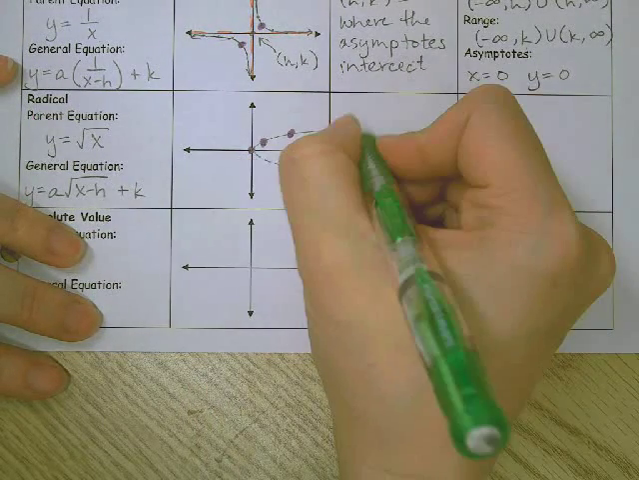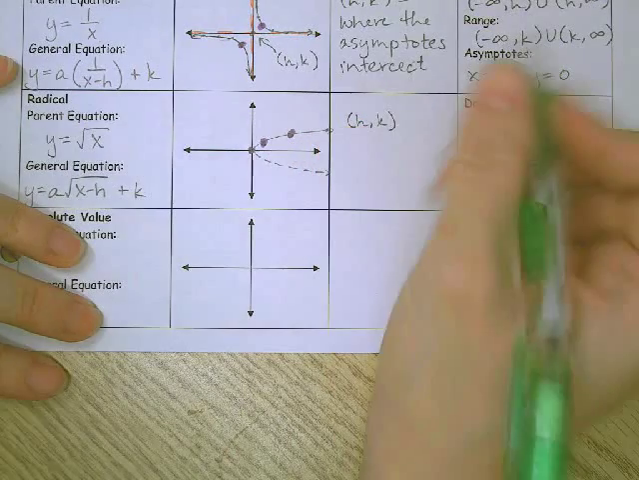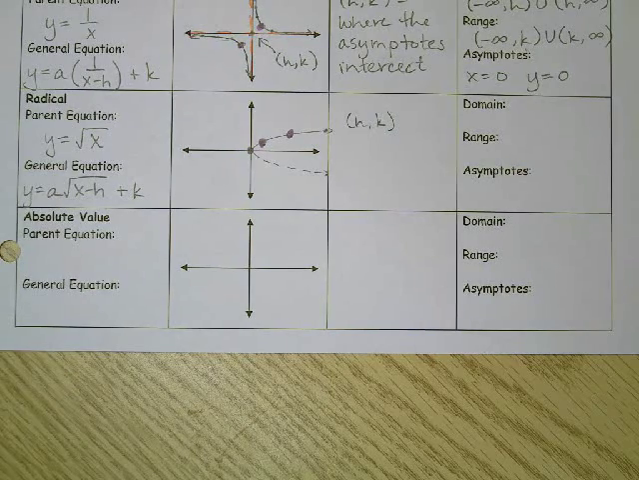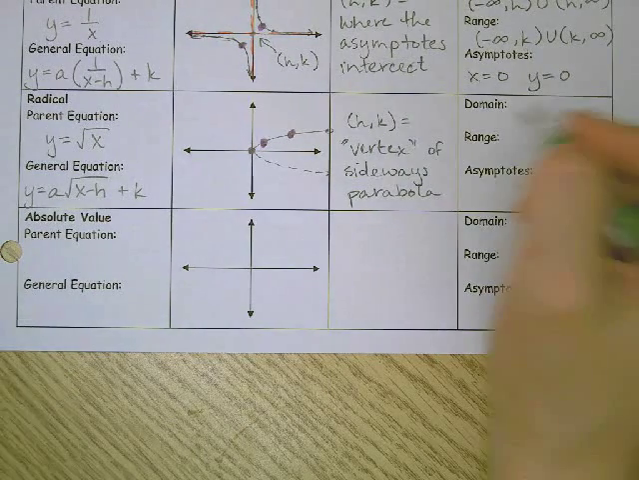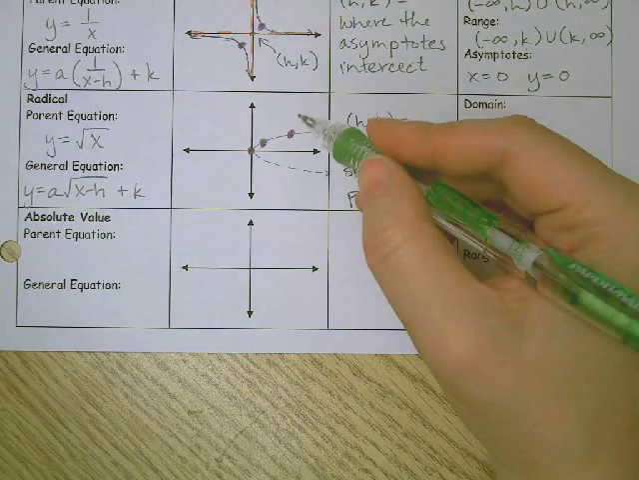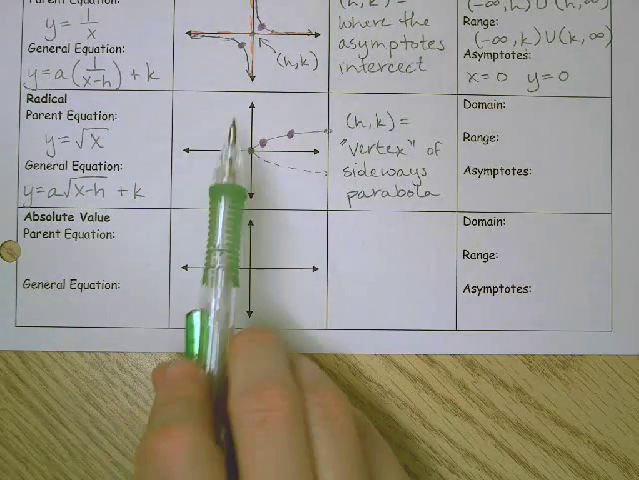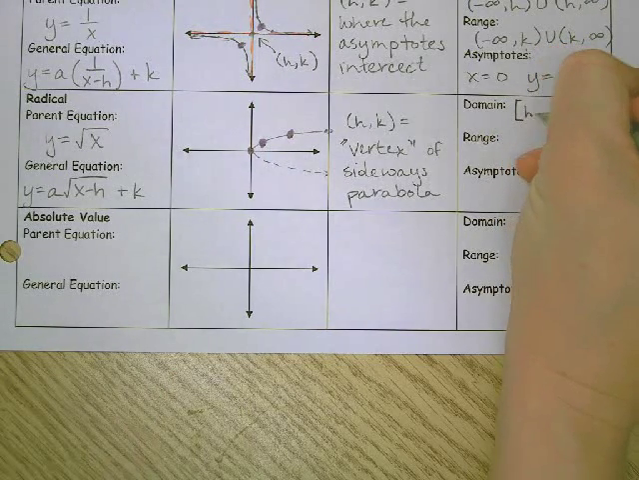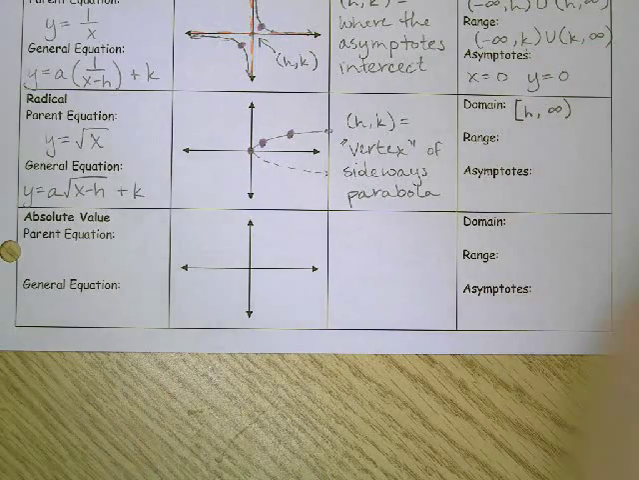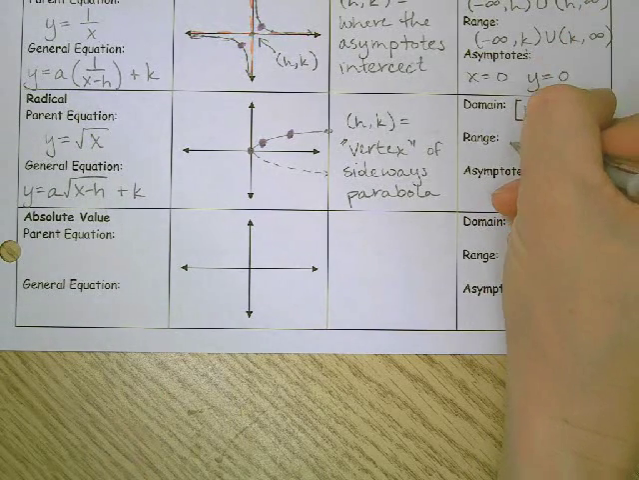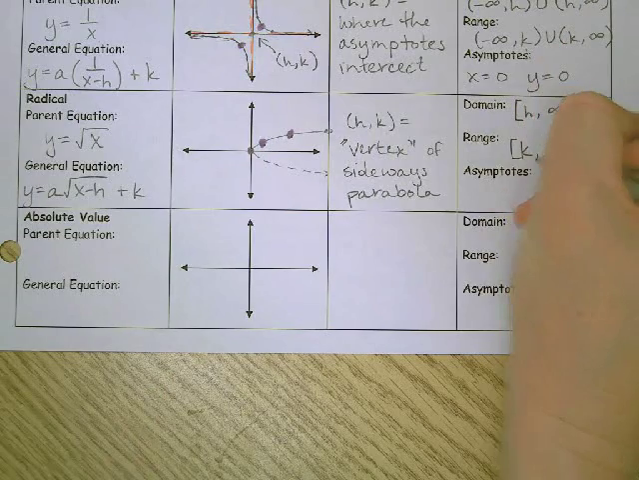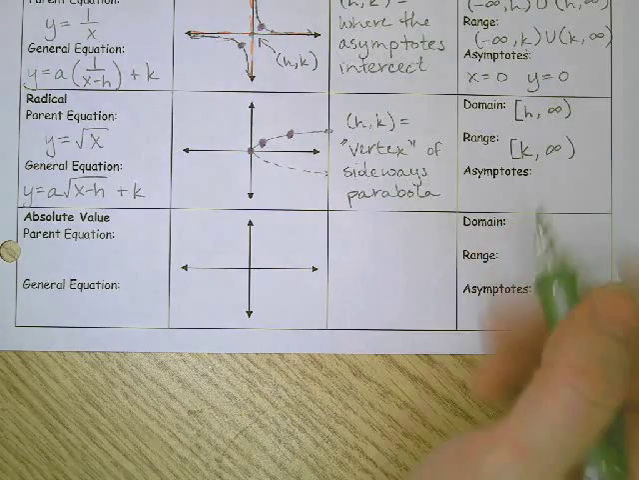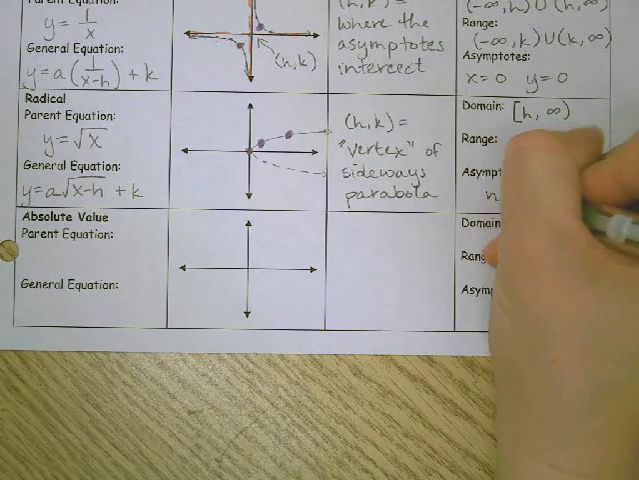So HK is basically the quote-unquote vertex of our sideways parabola. So this domain, this particular one, goes from 0 to infinity. So here from h, included, out to infinity. The range is going to be from k included out to infinity. It'll go up slowly, but it will keep going up, and there are no asymptotes.